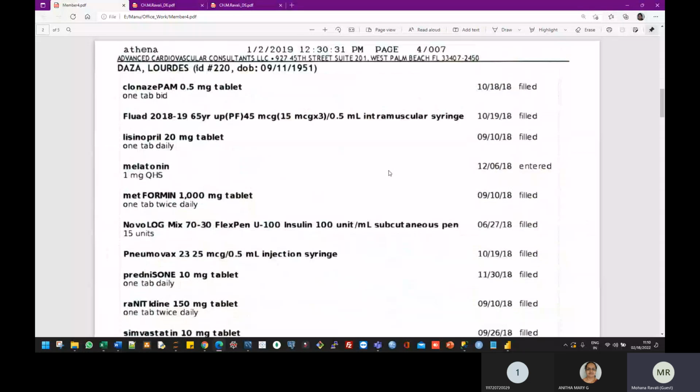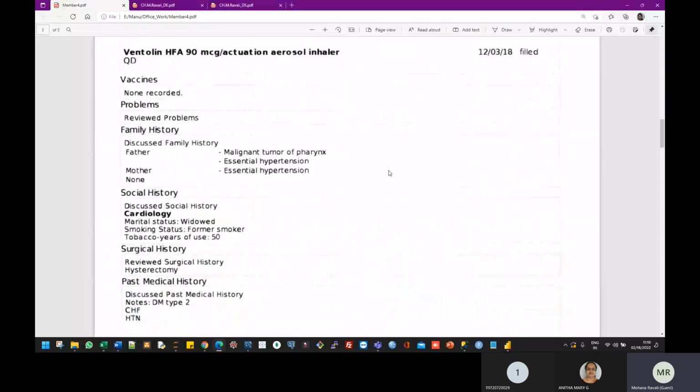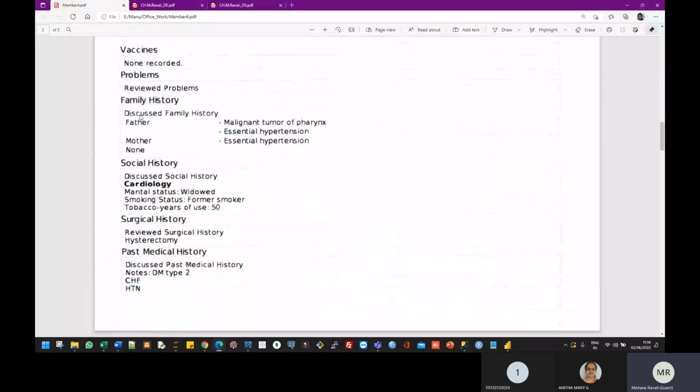Next is all our medications, whatever he is using. Then vaccines we have. What vaccines? Family history, as I told you: father has malignant tumor of pharynx and essential hypertension. Mother also has it, and the remaining family has nothing. He doesn't have anyone else in his family, so they have nothing.